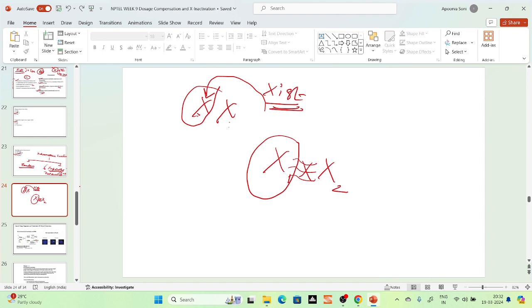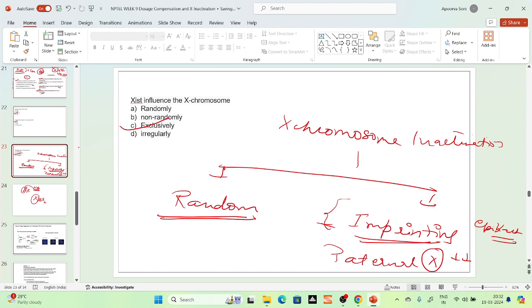I don't know whether you have studied or not, but sometimes the activity of one gene can influence the activity of another, but here it doesn't happen. The activity of one of the genes is not influencing the activity of the other. Xist is completely exclusive in its function. It can either be random in choosing the X chromosome, or it can be non-random, but it is always exclusive.